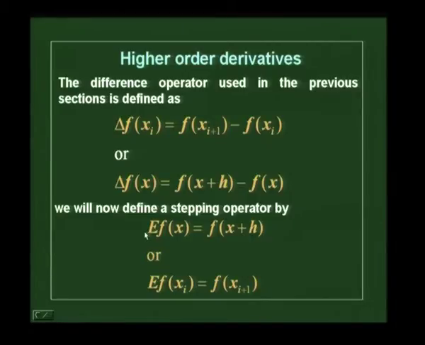So, our idea would be to relate E to delta. Delta is f of x_i plus 1 minus f of x_i, remember. So delta acting on f is f of x_i plus 1 minus f of x_i, and E acting on f takes f of x to f of x plus h. Or E acting on f of x_i, for equally spaced data, is equal to f of x_i plus 1.